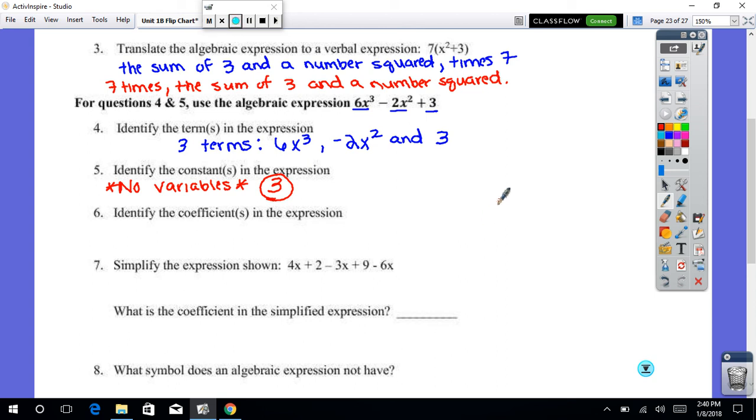When we're talking about a coefficient, the coefficient is the number in front of the variable. So in this case, we have two coefficients. I have a coefficient of 6 and a coefficient of -2. This is all vocabulary stuff.